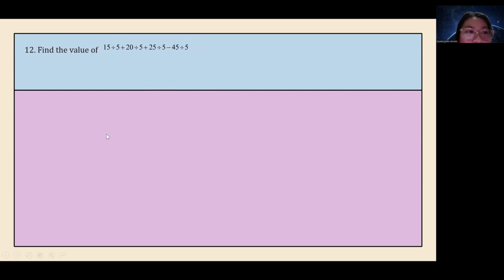Okay, that's it. Number 12. Here, find the value of 15 divided by 5 plus 20 divided by 5 plus 25 divided by 5 minus 45 divided by 5. Again, don't forget the rule, PEMDAS or MDAS. You could just have MDAS. So multiplication first before you can add or subtract. Or division first before you could add or subtract. Okay, here, you can see 15 divided by 5, 20 divided by 5, 25 divided by 5, and 45 divided by 5. Okay, so this would be very easy to divide.